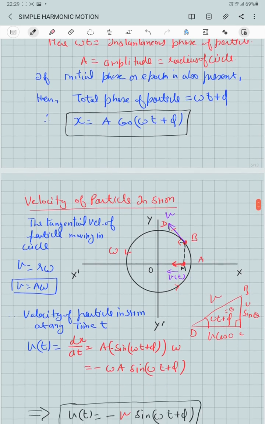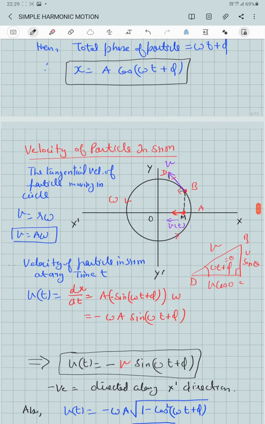Velocity of the particle in simple harmonic motion. When a particle is describing uniform circular motion, its velocity is the tangential velocity at any point on the circle. We already know that tangential velocity is given by v is equal to r omega. R here is equal to the radius of the circle, which is A.